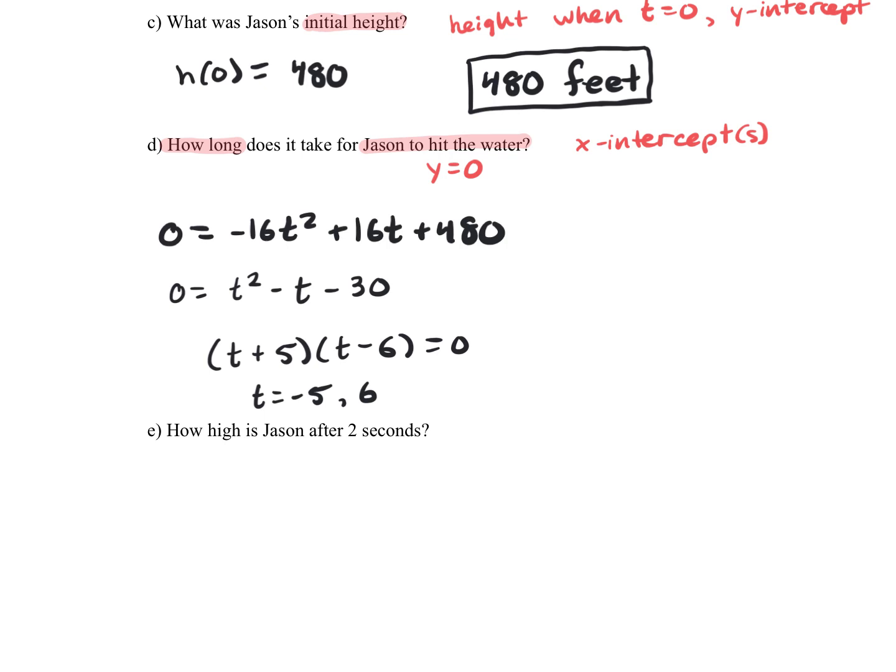So again, negative 5 doesn't make sense for the context of this problem because t represents time. So we'll just take that positive x-intercept, and that means that it would take him 6 seconds to hit the water.